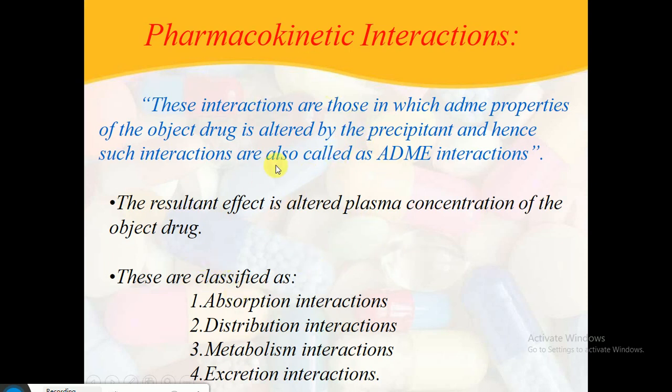These are classified into different categories. Pharmacokinetic interactions can be categorized into absorption interaction, which is the first one, distribution interaction, the second one, metabolism, the third one, and excretion interactions, the fourth one. So in pharmacokinetics we will study how the drug will be absorbed and metabolized in the body, then how it can be transferred from one place to another, and then how it can be eliminated from the body. So these are the 4-step mechanisms.